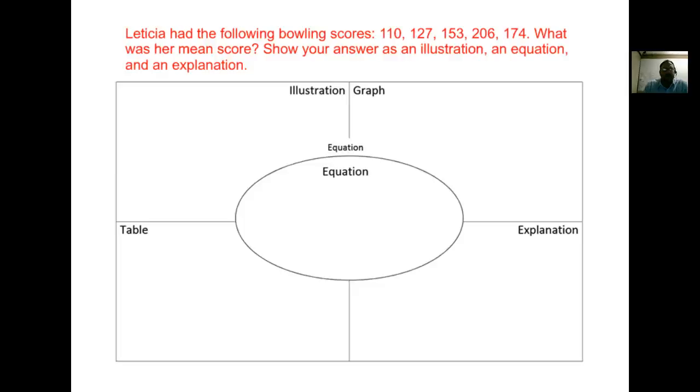Alright, we're going to try another 5 representations problem. And it's important always to read your word problems, read it carefully, and if you don't understand it the first time, you read it again for a second time and a third time, however often you need to.